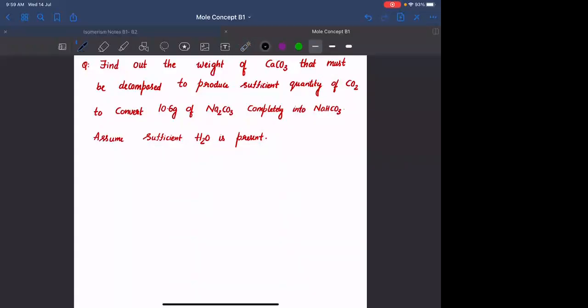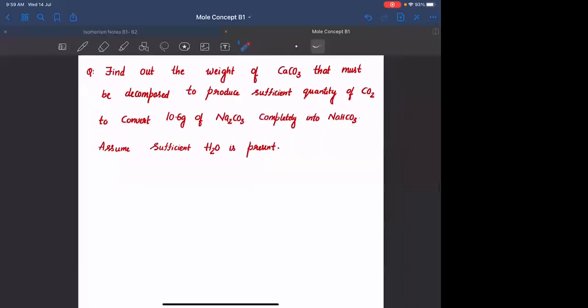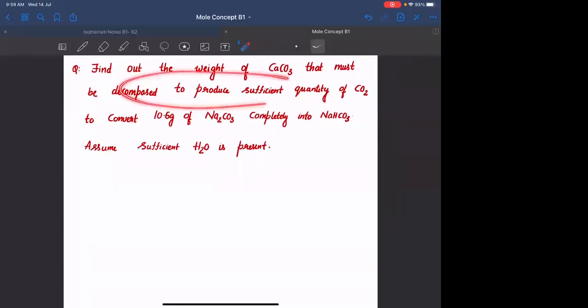What is the first step? The first step is to write the reaction. Any new student, please tell me the reaction. हमको करना क्या है? I need to convert. पहले ये वाला पार्ट को एनालाइज करो. They're asking, I have to convert Na2CO3 into NaHCO3.